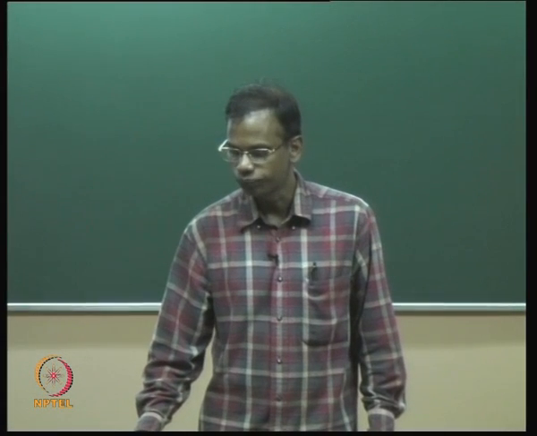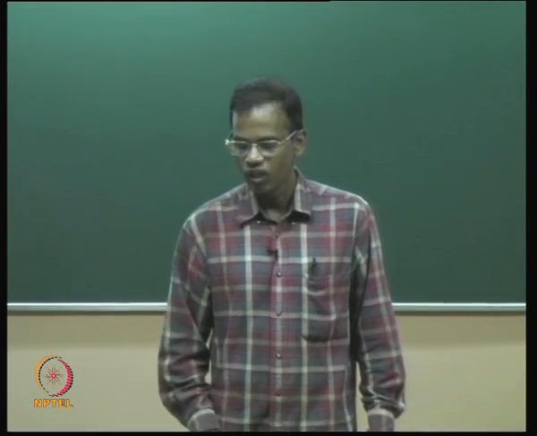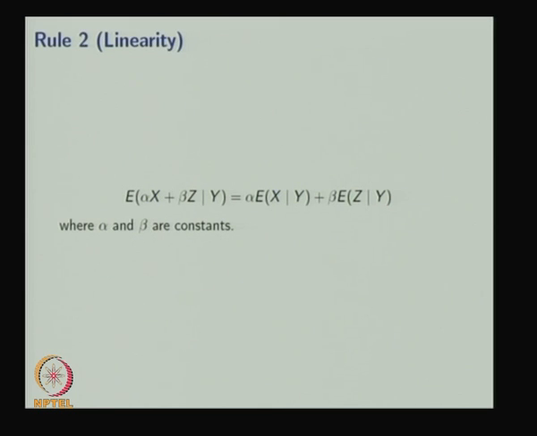Rule 2 is the linearity property. The linearity property says the expectation of alpha times x plus beta times z, given that y takes some value small y, is the same as alpha times the conditional expectation of x plus beta times the conditional expectation of z, where alpha and beta are constants. It is similar to the linearity property of expectation. The same thing holds good for the conditional expectation also. Therefore, no need to give the proof.